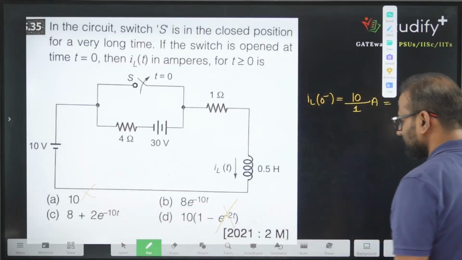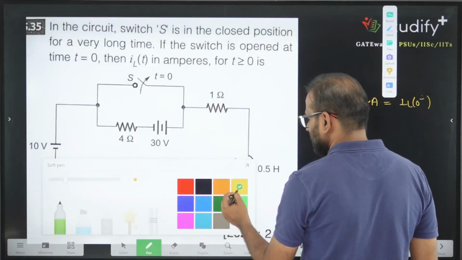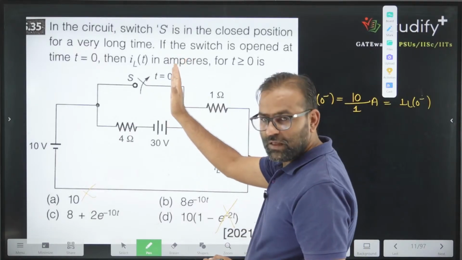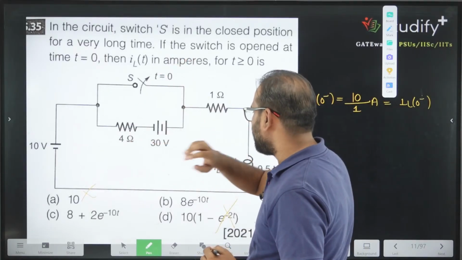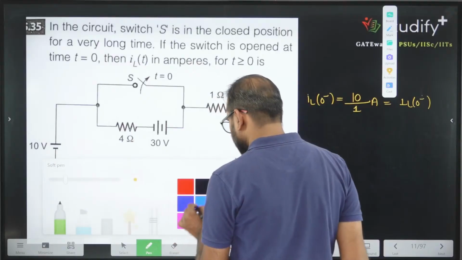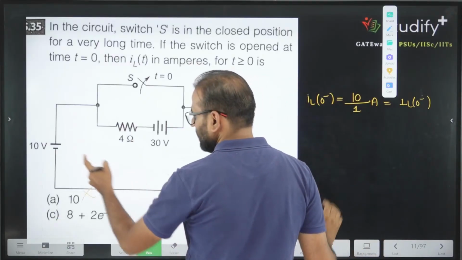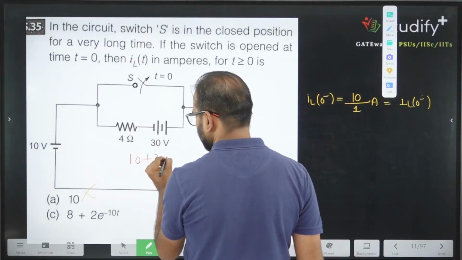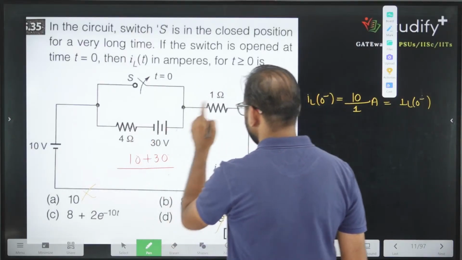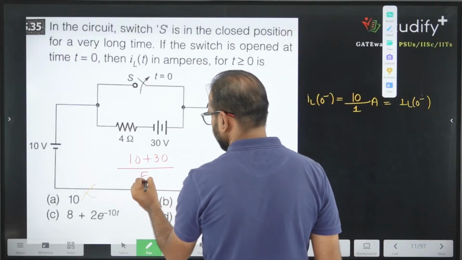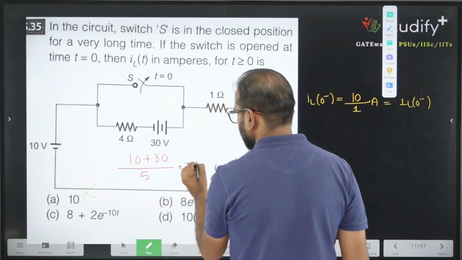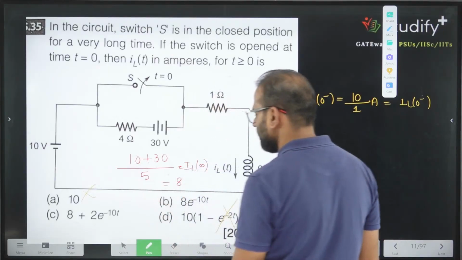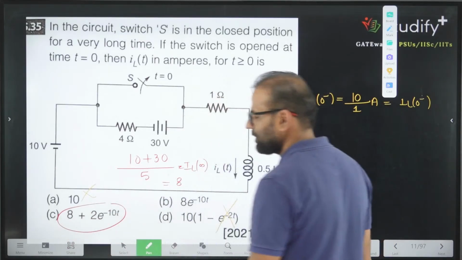Now, what is the steady state current? In steady state, the switch is open. If the switch is open, 10 volt is still connected. So what is the current? You can say the steady state current will be 10 volt plus 30 volt, 40 volt, over 4 plus 1, 5. The steady state current is 40 divided by 5, which is 8 ampere. So which option is correct here? This option is correct here.